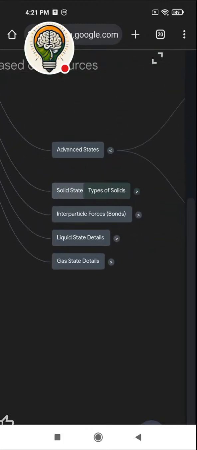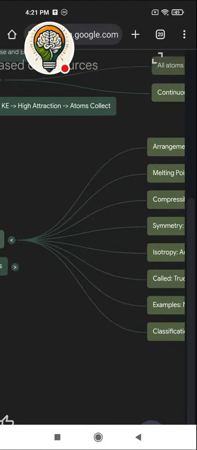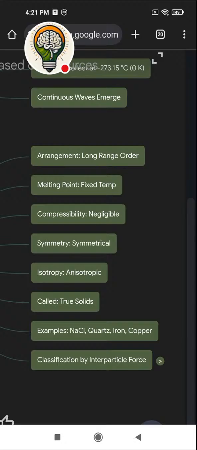Then come the solid state details. So types of solids. Crystalline solids have long range order arrangement and fixed melting point temperature. They have negligible compressibility, symmetrical, and anisotropic. They are true solids. Examples: NaCl, quartz, iron, and copper.